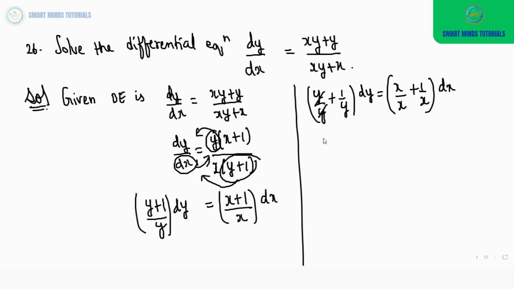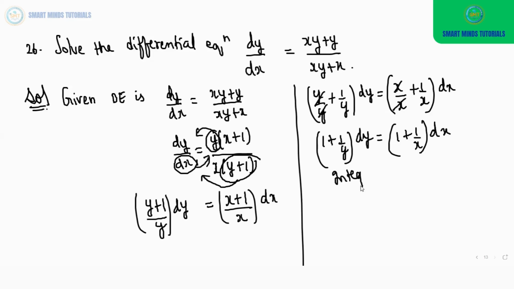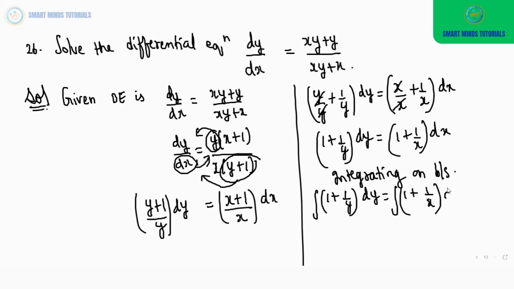y cancel. (1 plus 1 by y) dy is equal to x cancel, (1 plus 1 by x) dx. Did you understand? So far I did not use any integration calculus concept. Just normal simplification only I am doing. Now, integrating on both sides. Okay. So we get integral symbol here. Integral (1 plus 1 by y) dy is equal to integral (1 plus 1 by x) dx.